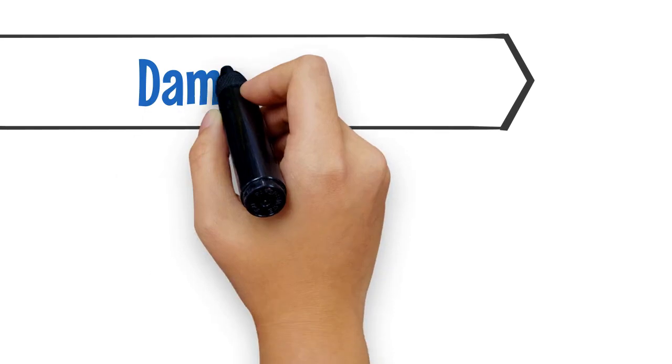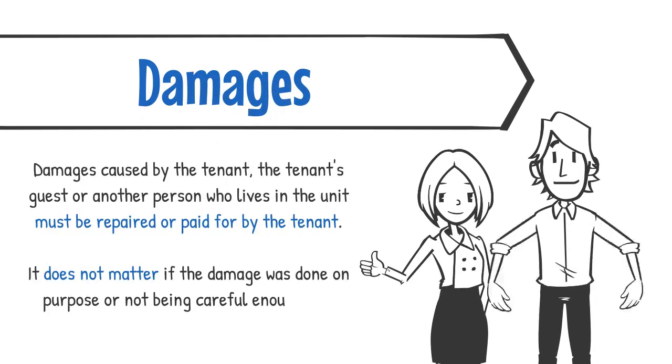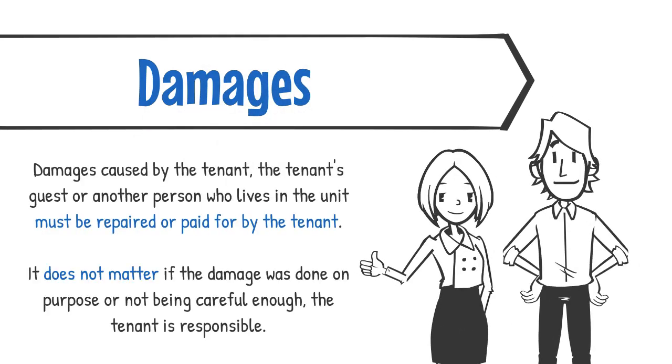Damage caused by the tenant's guest, or another person who lives in the unit, must be repaired or paid for by the tenant. It does not matter if the damage was done on purpose or by not being careful enough, the tenant is responsible.